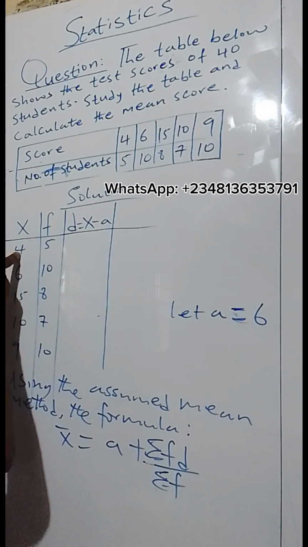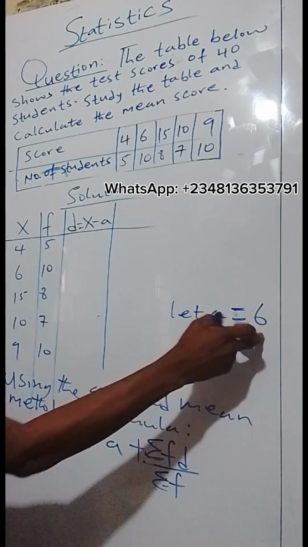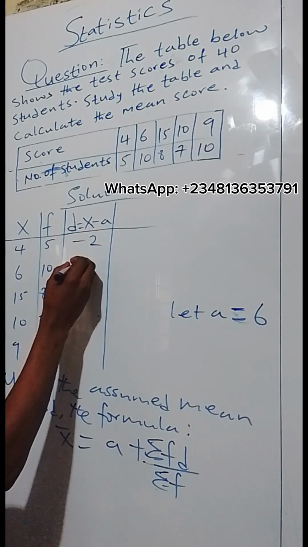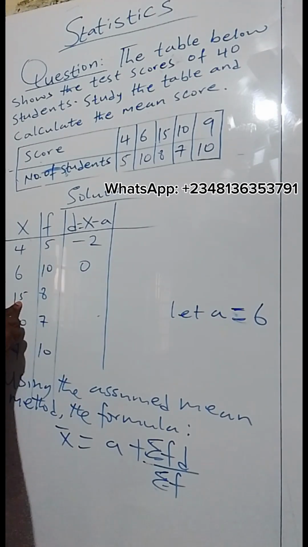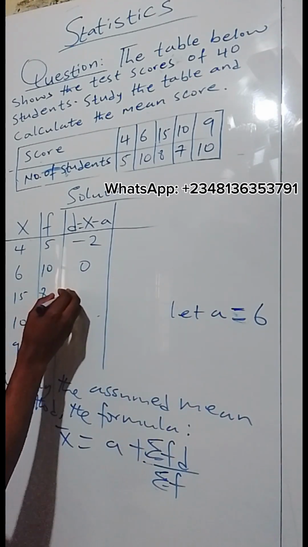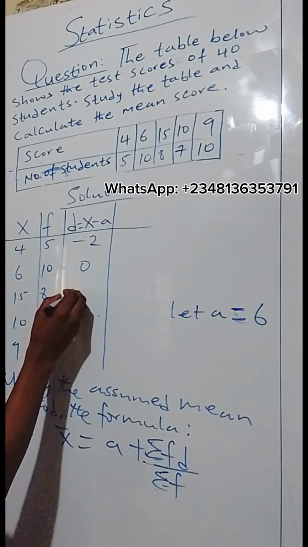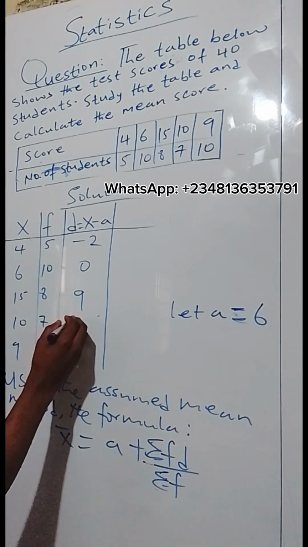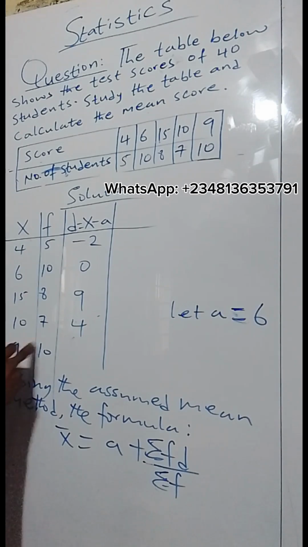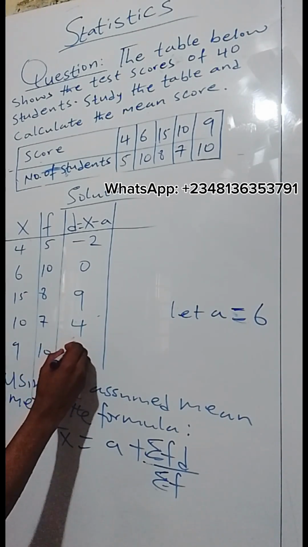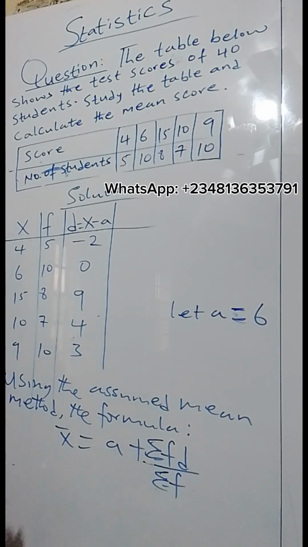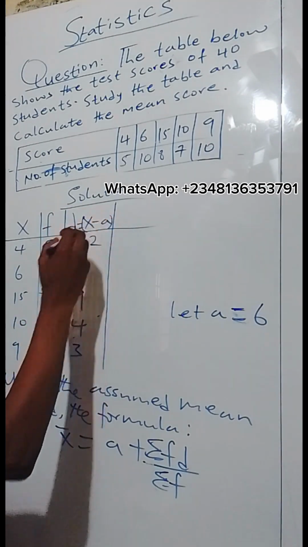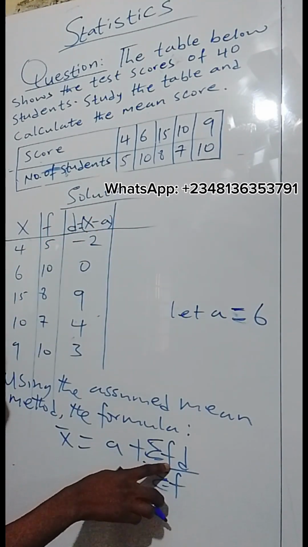So the first thing is going to be 4, which is x minus 6. 4 minus 6, that is minus 2. 6 minus 6, that is 0. 15 minus 6, that is 9. Then 10 minus 6, that is 4. Then we have 9 minus 6, that is 3. So I have my d here already. So the next thing is to find fd.